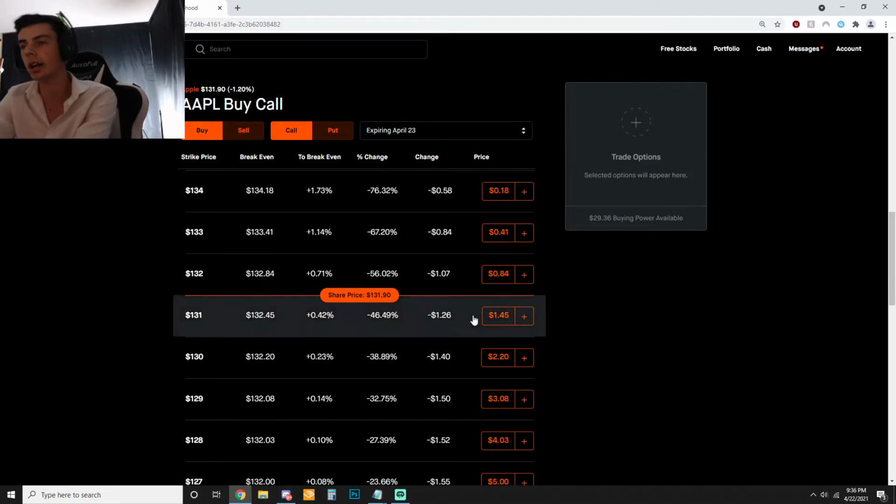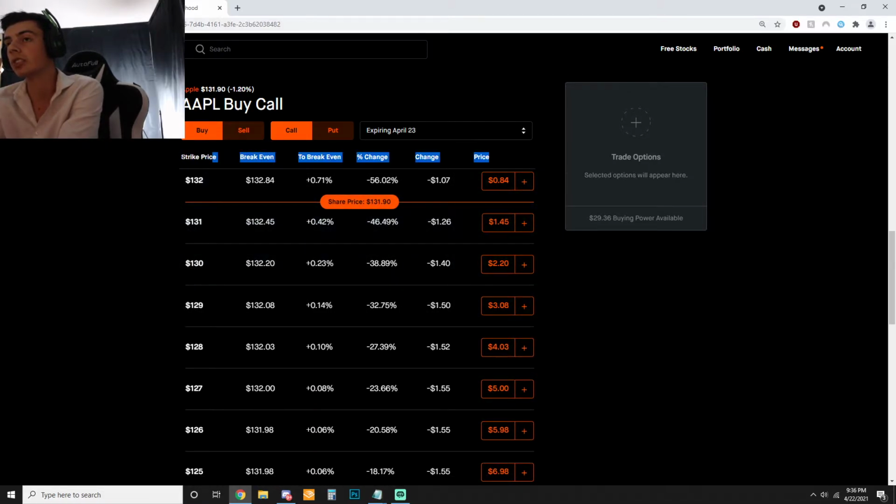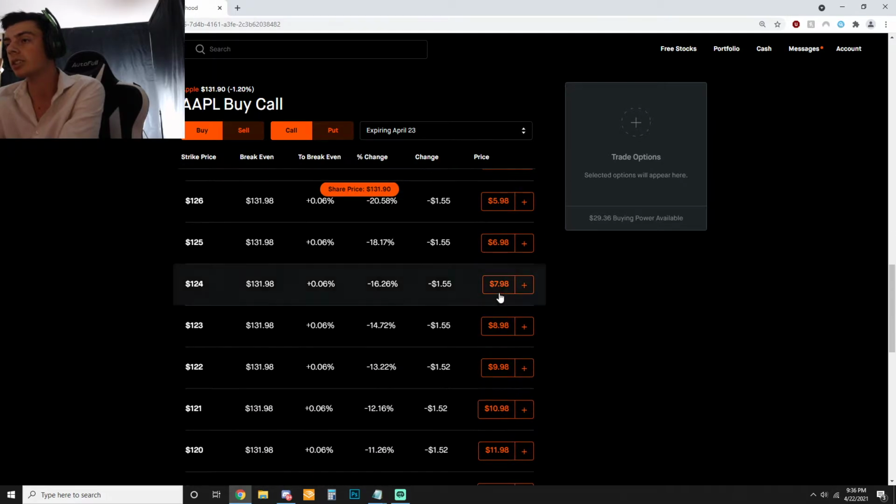And a proof of concept or a way to double check that is simply looking at these options and realizing that always when things are in the money, they're going to make you more money quicker, but they're going to be more expensive. And so if we scroll down, the more in the money we get, which is what we look at the strike price right here, the more these options get worth.